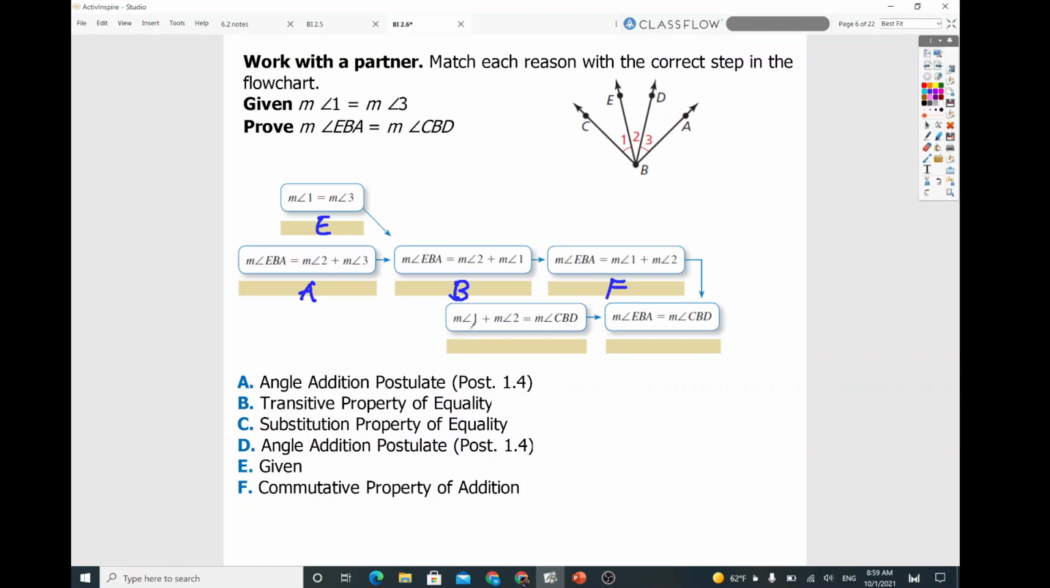Another thing we notice: angle 1 plus angle 2, combined together, forms angle CBD. So that's another angle addition postulate. And then finally, the measure of angle EBA is the same as the measure of CBD, so you're showing that they're equal. The last one that remains is the substitution property. So that would be C.